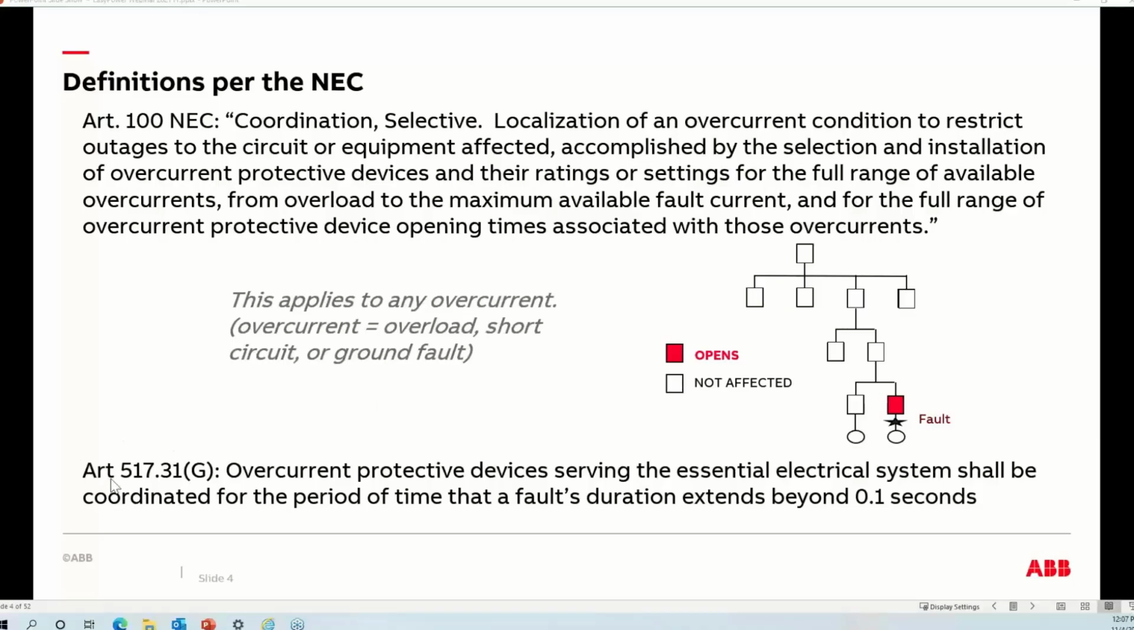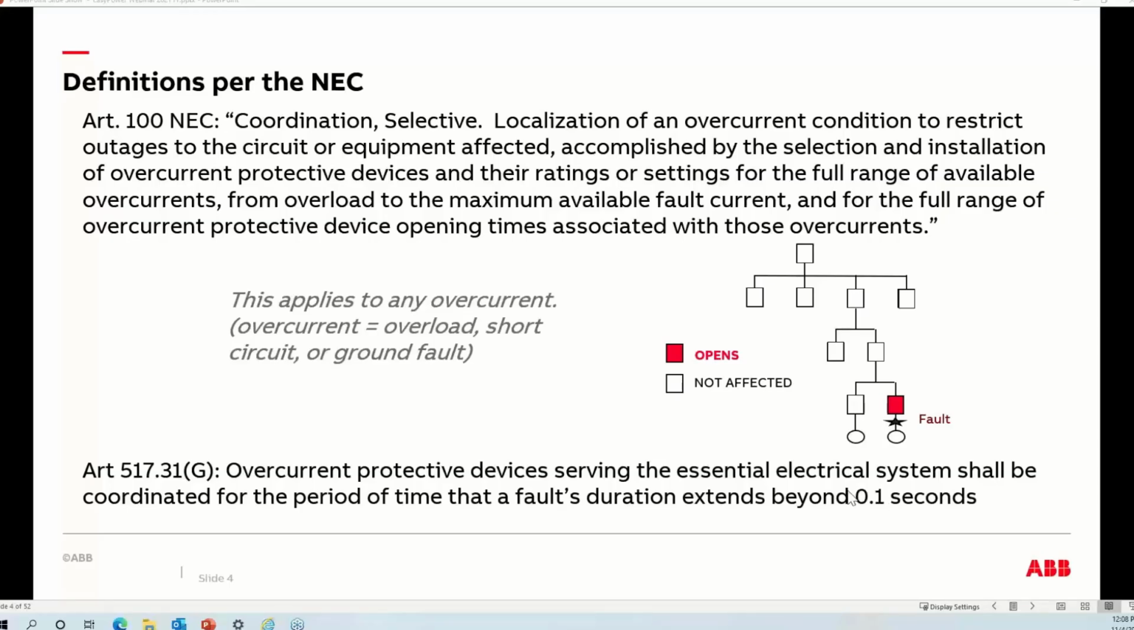Now, under Article 517 for healthcare systems, this is the most recent statement of that, but pretty much a similar statement has appeared since 2014 for Article 517 systems. This states the requirement differently than the formal definition of selective coordination up above, in that for essential systems of a healthcare facility, coordination up to the point of 0.1 second and beyond is what's required.